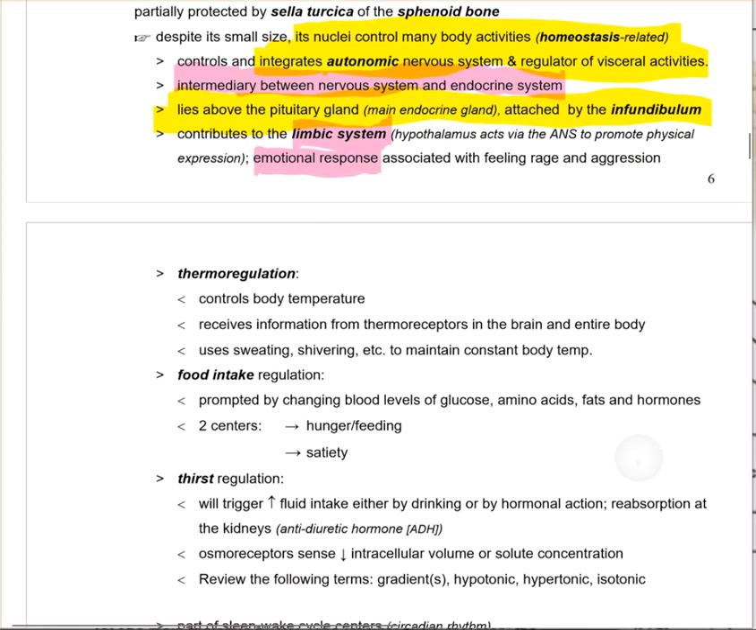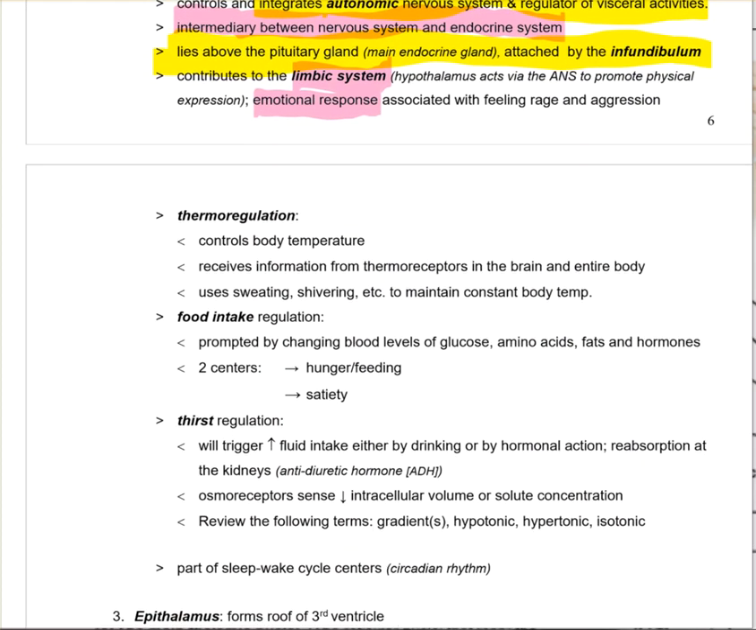Now, some of the homeostasis related things. Okay, so we can even type that in up here. Why don't we type in homeostasis related functions? So one is thermoregulation. It helps control body temperature. It uses information from the thermoreceptors in the brain and in the entire body, on the outside of your body, on the inside of your body, and it's going to tell the body to sweat, to shiver, to do whatever it needs to maintain a constant body temperature.